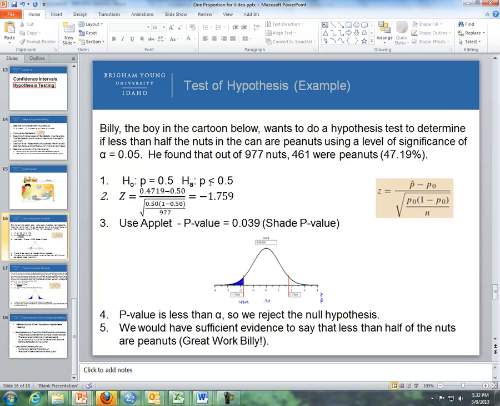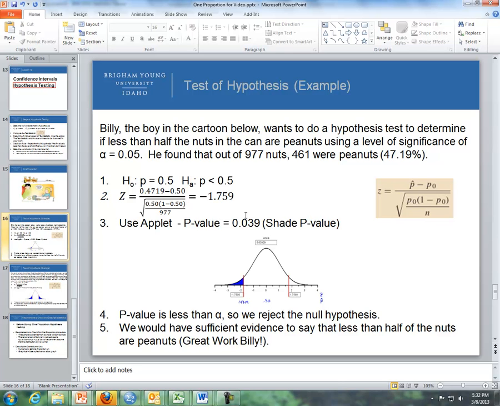The alternative is that p is less than 0.5 because we're looking for less than half the nuts, and that's right over here on the left side. Okay. The z-score: we take our p hat, which is 0.4719, minus the null, which is 0.5, divided by the square root of 0.5 times 1 minus 0.5 divided by 977. That's all square rooted to get our z-score, which is negative 1.759.